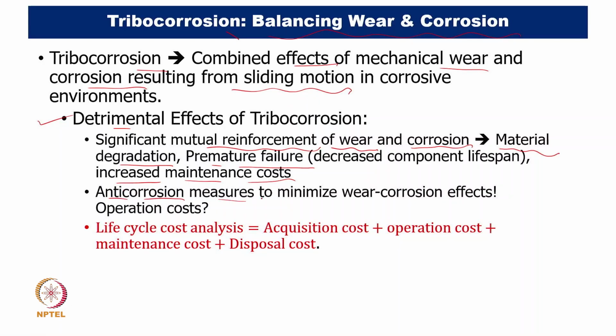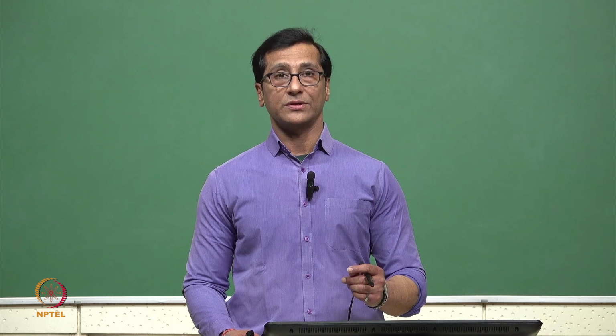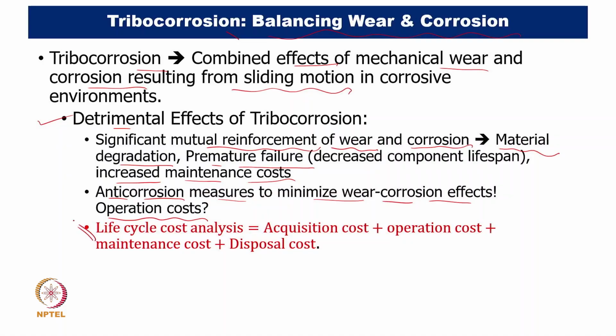And if we try to take some measures to minimize wear and tribocorrosion effects, then operational cost will be a primary criterion. Whatever we are doing, is it really justifiable? So often we go ahead with life cycle cost analysis. In that, many factors are there: the acquisition cost, the initial cost we really require to spend, the operational cost, the maintenance cost, and finally, when we are disposing of any measure which we are taking, what will be the cost of that. It can be positive, it can be negative, both. So that is also required.